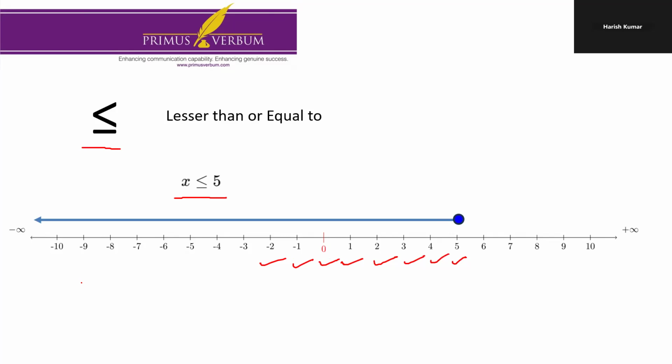Okay, so I hope this is clear now. And from this, you would have understood that inequalities actually deal with a range of values and not just one single value. I hope this is clear to you now.